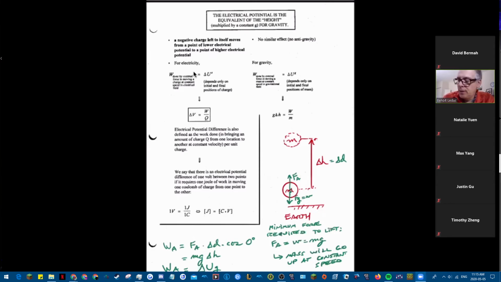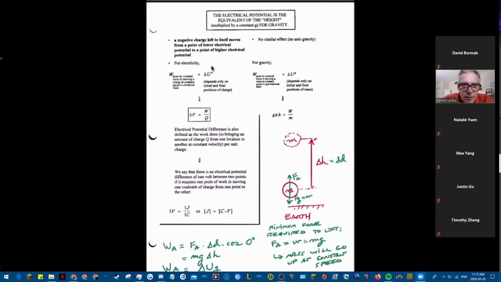Okay, so in electricity, you have exactly the same thing. The work done by an external force in moving a charge at constant speed in an electrical field is equal to the change in electrical potential energy. The same way as the work done by this applied force to move this mass from here to here is equal to the change in gravitational potential energy. Same thing happens here for electricity.